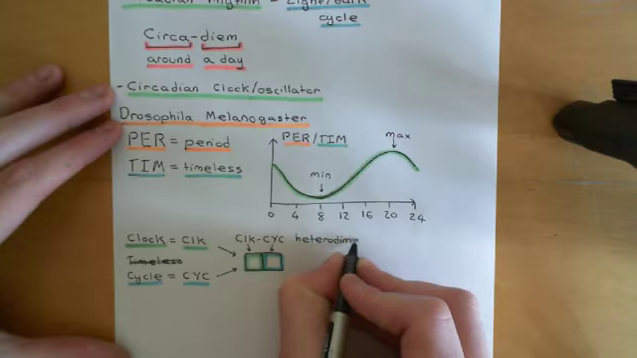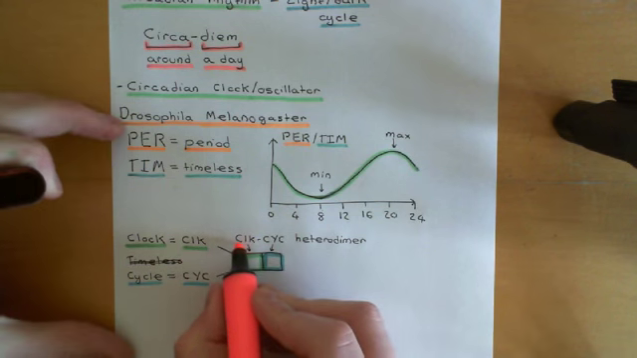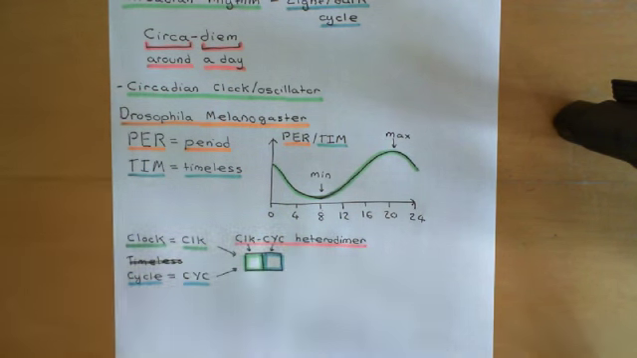So Clock and Cycle are two proteins that form this heterodimer, and this heterodimer is now going to act as a transcription factor. Let me just tell you what transcription factors do. Transcription factors all have special sequences of organic bases, generally between 4 and 10 base pairs long, which they can recognize in DNA and bind to.